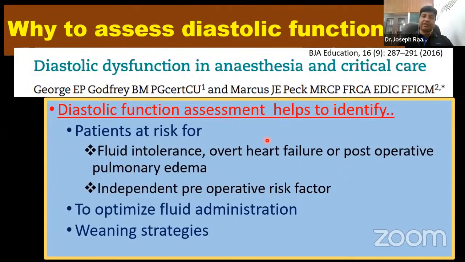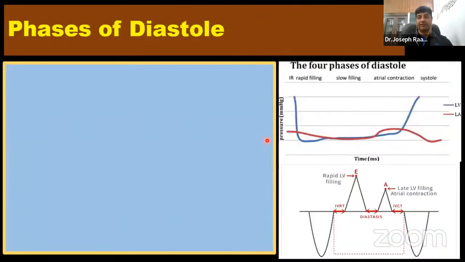It is also considered one of the risk factors for difficult to wean patients. In the ICU, studies have clearly shown that diastolic dysfunction is one of the criteria we have to take care of while we come across difficult to wean patients. So how are we going to assess the diastolic function? That's what the next 5 or 6 slides are about.